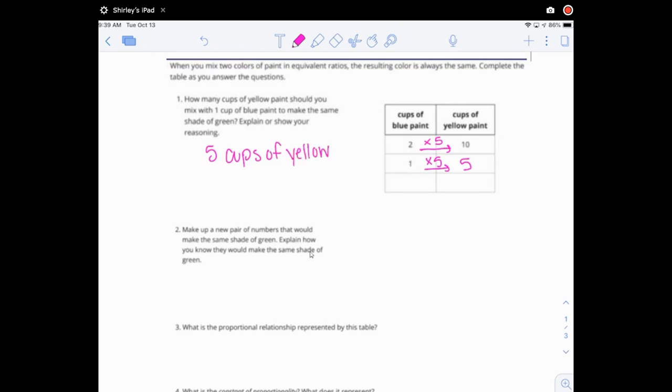And then just like in class, it says make a new pair of numbers that would make the same shade of green. Explain how you know they would be the same shade. So this is just like what we did. So any pair of numbers that you can pick, I'm just going to go a little crazy and say, what if I pick 10 cups of blue, multiply that by 5, and we're going to get 50. So I have 10 to 50 is an equivalent ratio, because I multiplied both by 5.